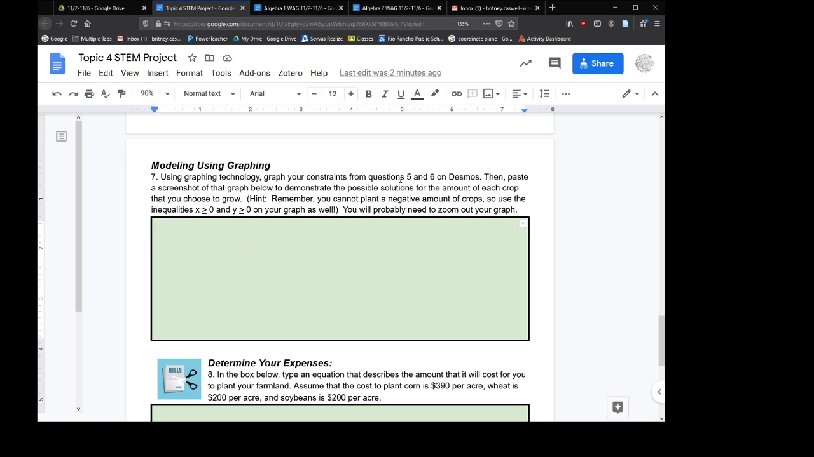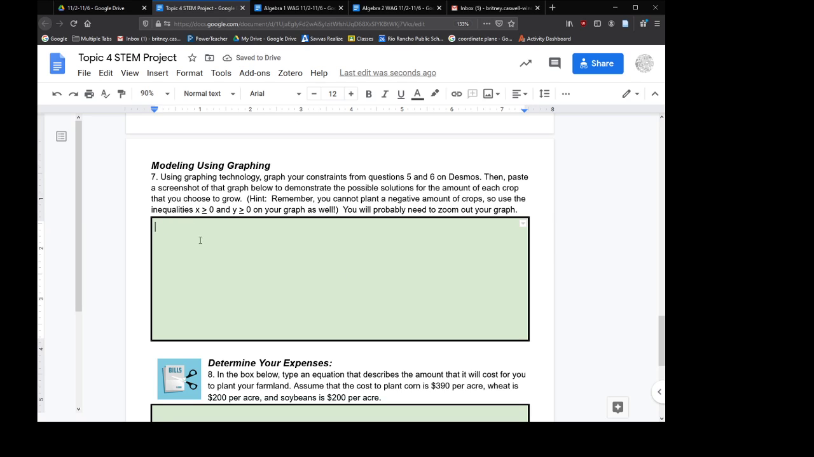Now here I do expect you guys to graph on Desmos. Your graph is probably going to be a little messy, and that's okay. Remember, you're going to need to use the inequalities x is greater than or equal to 0 and y is greater than or equal to 0. To get that symbol in on Desmos, hit the greater than by holding down shift and either comma or period. Then if you put an equal right after it, on Desmos it'll turn it into this symbol. Okay.